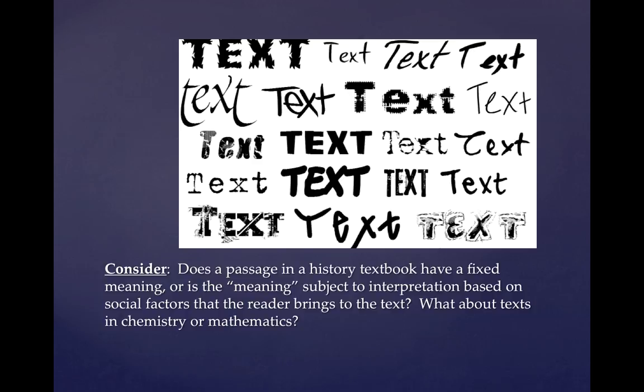Now consider, when thinking about different types of text, think about the passage of a history textbook. Does it have a fixed meaning, or is the meaning subject to interpretation based on social factors or the experience the reader brings to the text? What about a chemistry text or a mathematics text? How does the meaning of those different texts seem to change? So keep this in mind when understanding how our students construct meaning from text from different content areas.